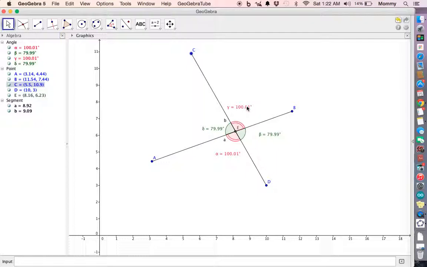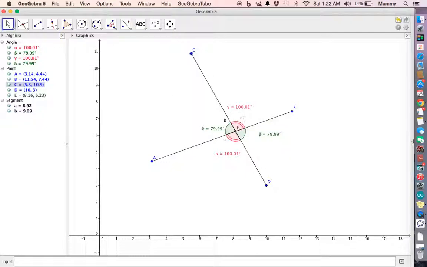This is 100.01, which is like 100. I can't get it to be perfect for some reason. And this one is almost 80. So together they make 180. And these are also a linear pair. They also form a straight line. So 180. That's how these two are equal, because these form a linear pair, and these form a linear pair, but this one is common to both of them. So they're going to be equal to each other.